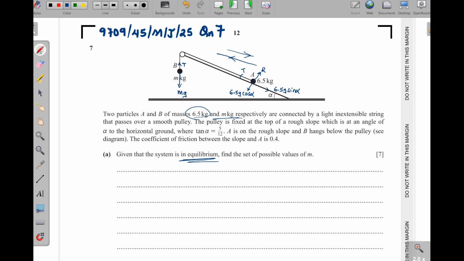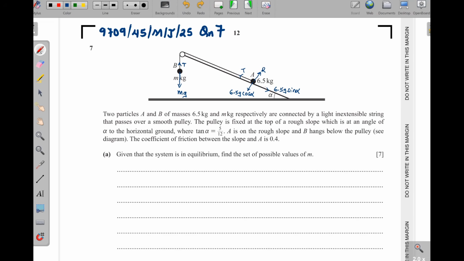They have not told it to us. Now if the system is in equilibrium, that means we consider a point where A is on the verge of moving downwards. Are we there? If it is on the verge of moving downwards, that means the frictional force will be moving upwards. Then we shall also consider when A is on the verge of moving upwards, that is if this one is far bigger than this. In that case, the frictional force will be acting downwards.